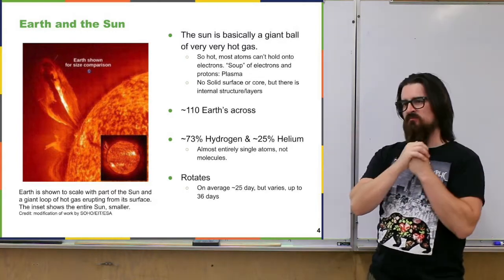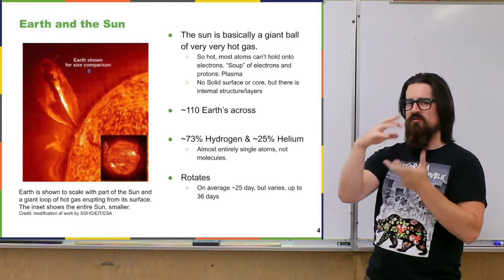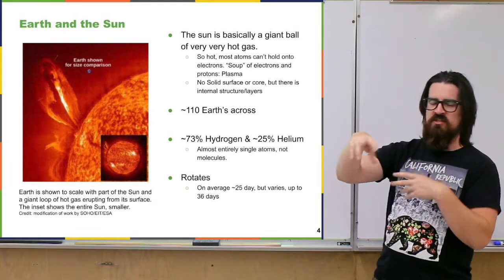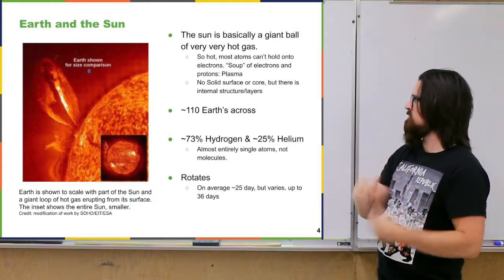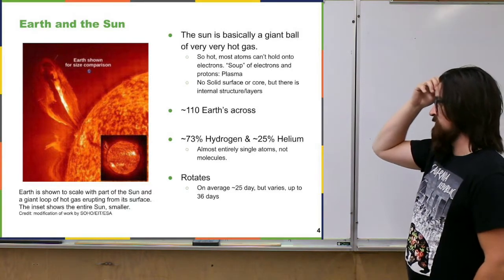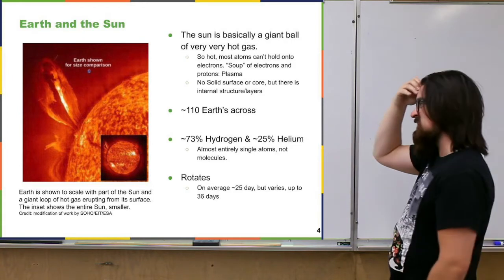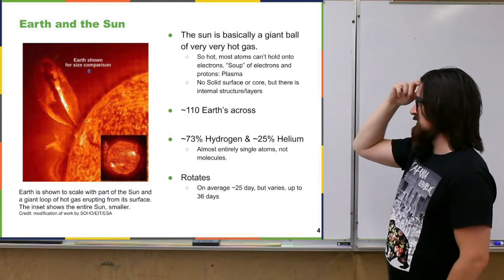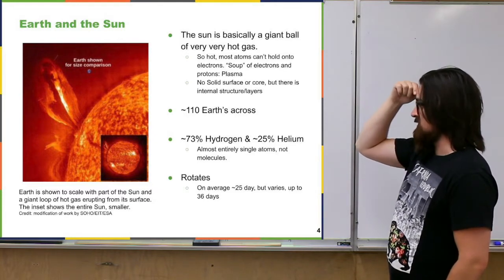And being not solid, not every part of it is rotating at the same rate. So the equator is rotating a little bit faster in general than more towards the poles. A nice little picture over there of the sun with the Earth to scale. See a little bit of comparison. The Earth is a pretty darn big thing from our perspective. It's this tiny little ball next to the sun now.